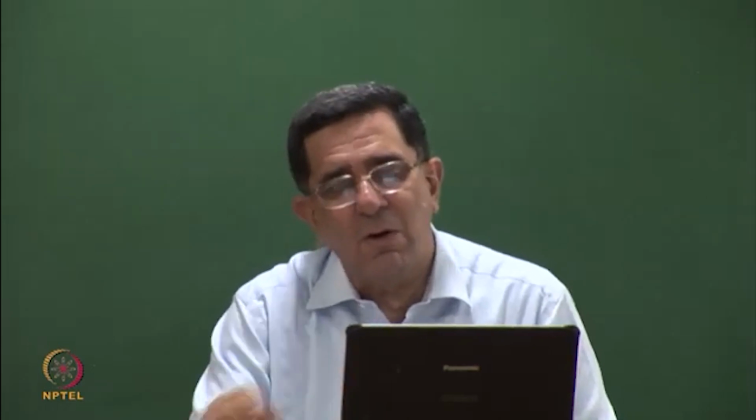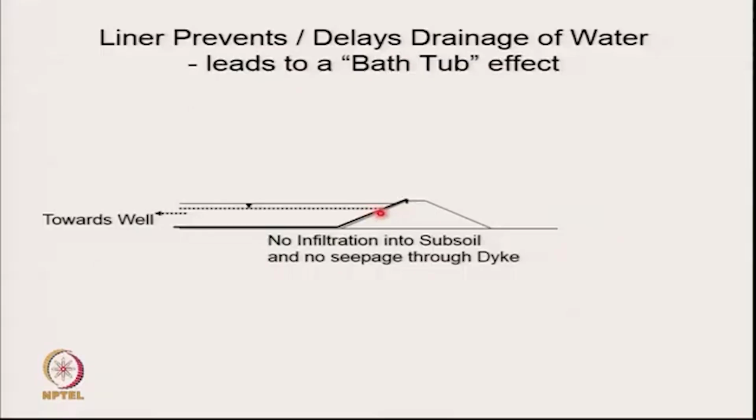Where does the water go? Can it go through the chimney drain in the dike? No, because if you have got an impervious liner here, it's not going to allow the water to drain out. Can it go into the ground? No, because you have a liner at the bottom, an impervious liner, maybe a compacted clay plus geomembrane. Can it drain out through the well?